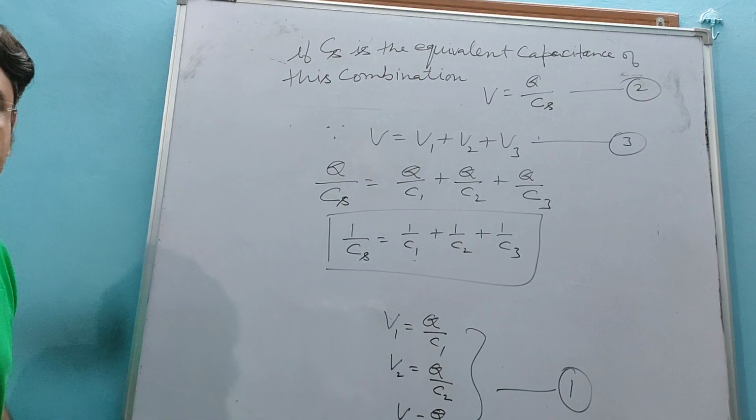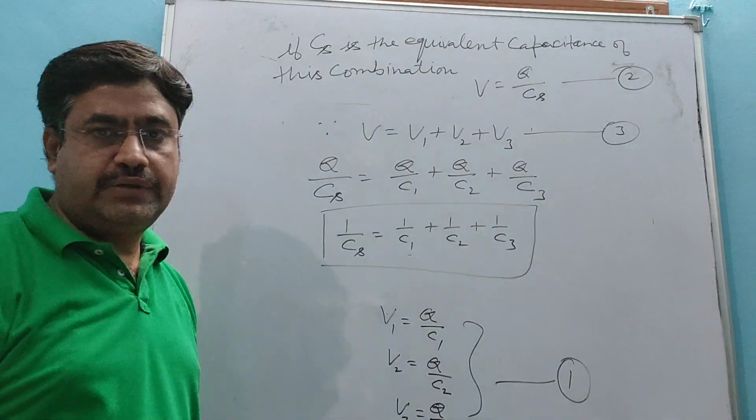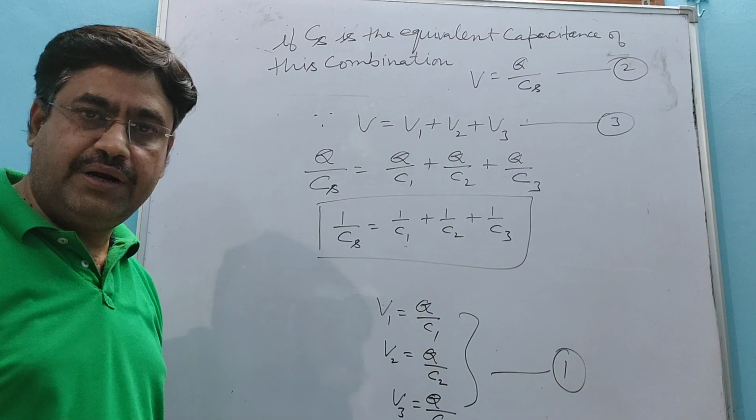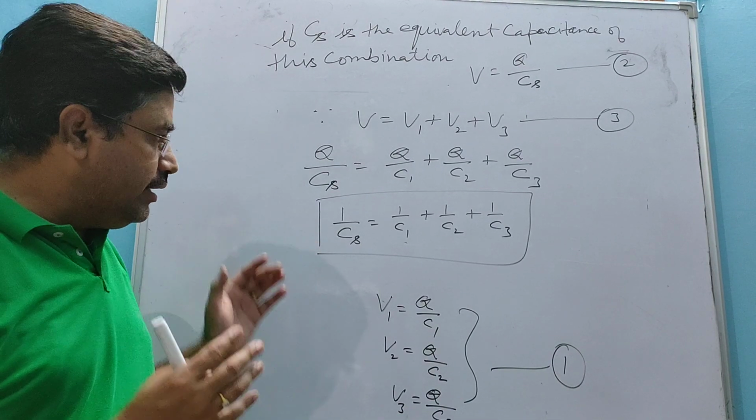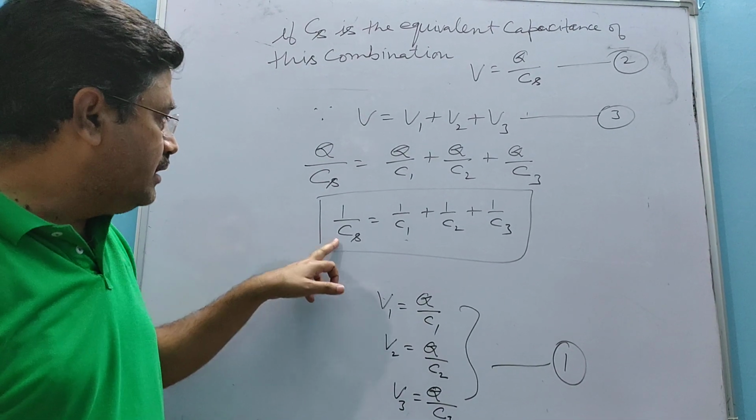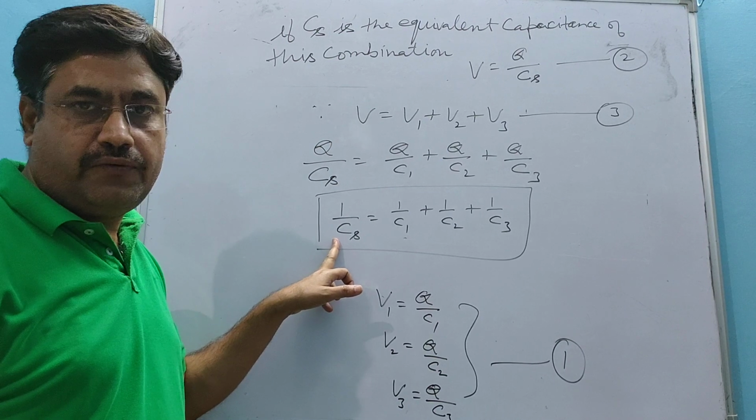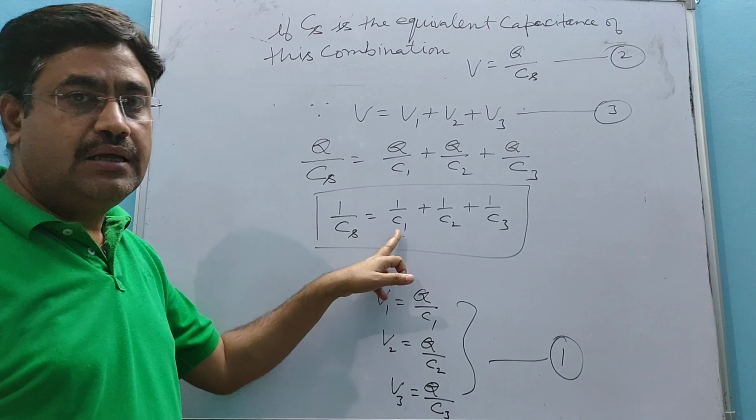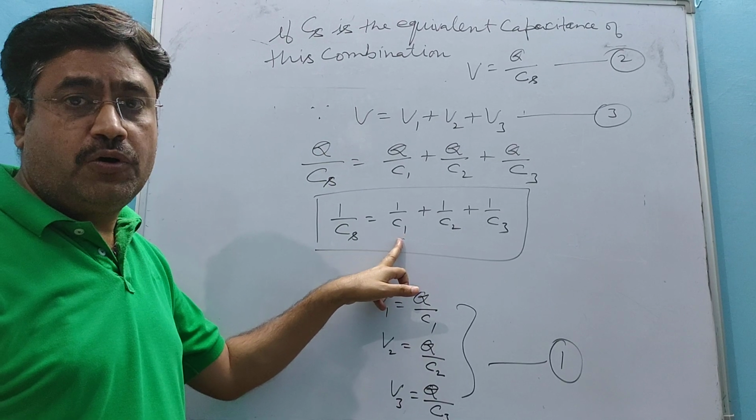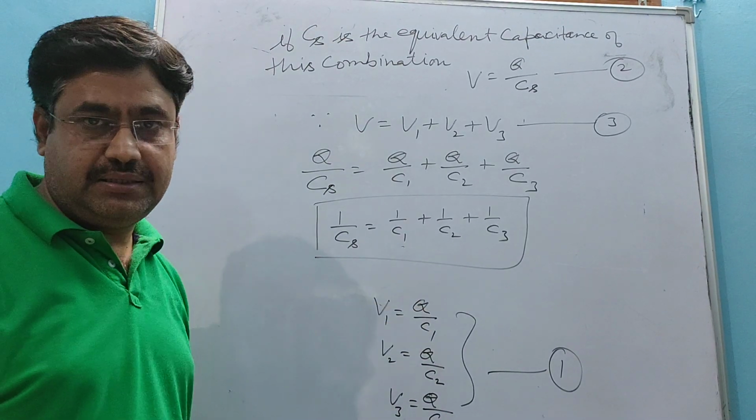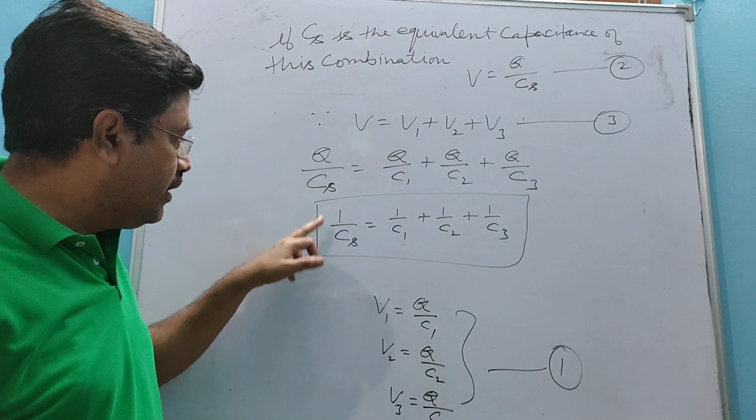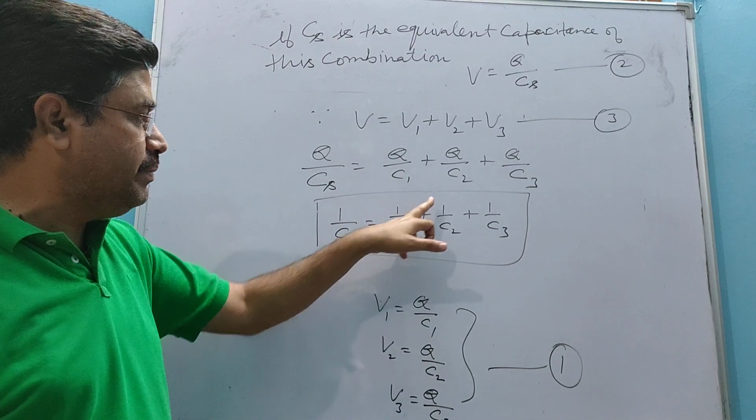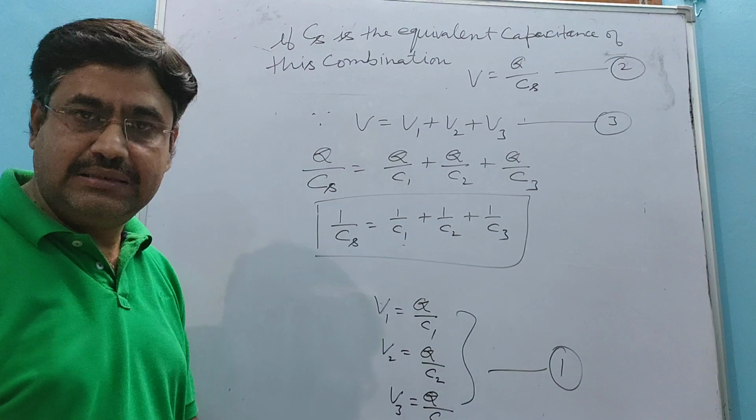This is the equivalent capacitance of the series combination. How can we define it? In series combination, the reciprocal of equivalent capacitance is equal to the sum of reciprocals of individual capacitances. That is 1 upon Cs equals 1 upon C1 plus 1 upon C2 plus 1 upon C3.